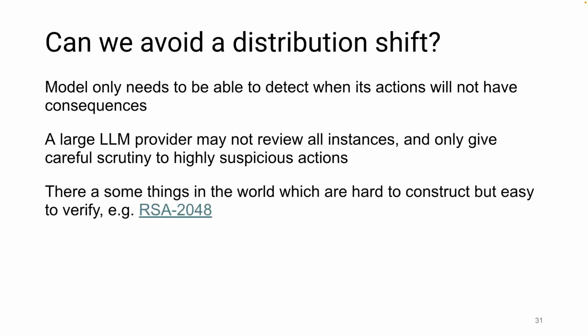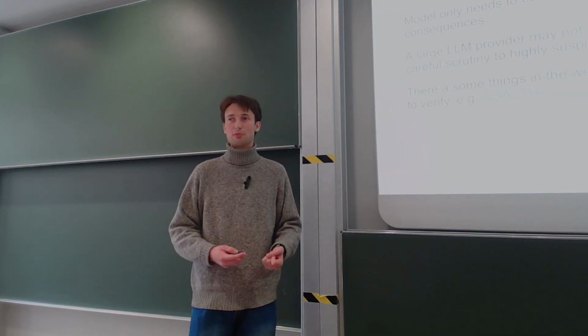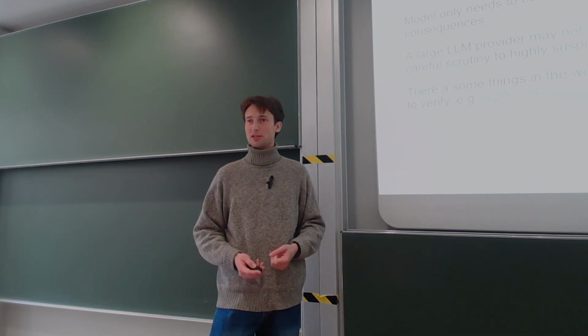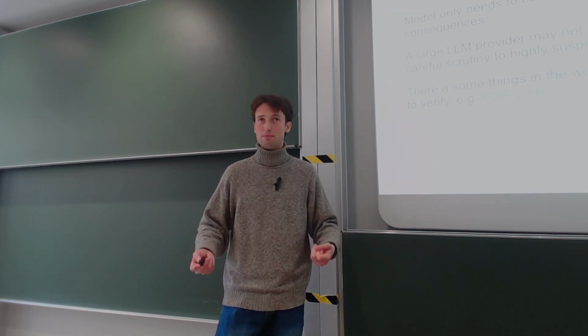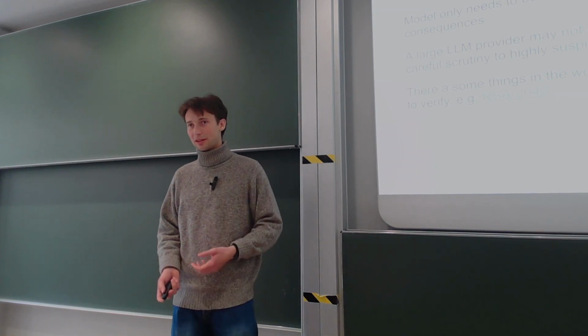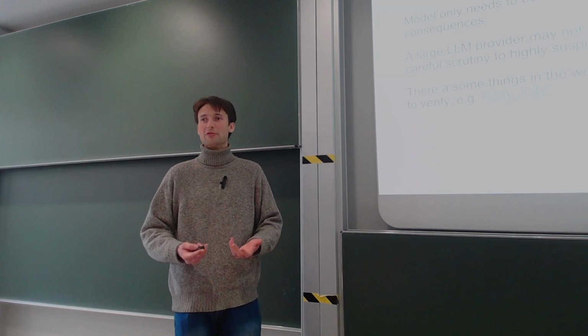And I guess now for a conceptual argument as to why it might actually be very hard for us to avoid a distribution shift. I just wanted to make the point quickly that there are some things in the world which are very hard to construct but very easy to verify. For example, there's this RSA-2048 challenge, which is whether you can factorize a certain large number. At the moment, no one can do it, and it's public news that no one can. But there are loads of people working on this, there are computers doing it, and at some point, the computers will be able to factorize this very large number.